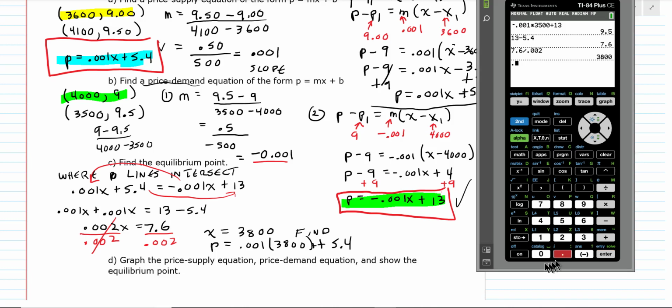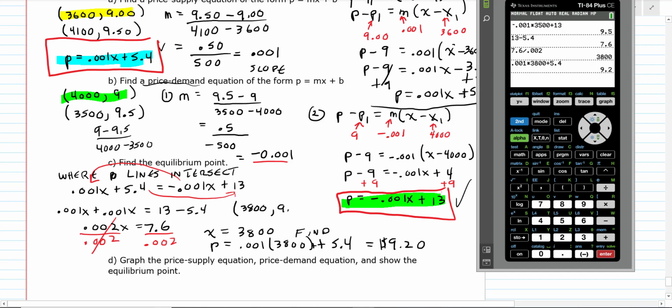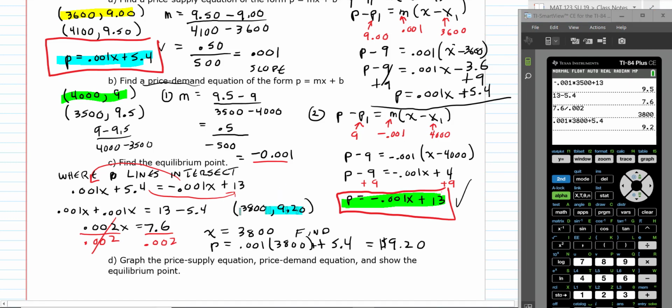Now I'll take my calculator, 0.001 times 3,800, and then plus 5.4. That'll give me what we call the equilibrium price. So that equilibrium price is $9.20. So the answer we would get is 3,800 million bushels at a price of $9.20 is the equilibrium point. That's how you would do that algebraically.